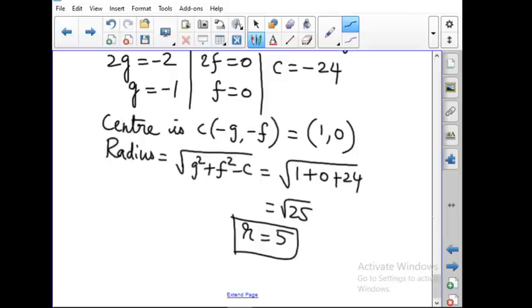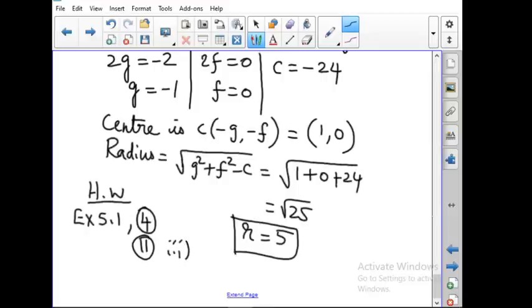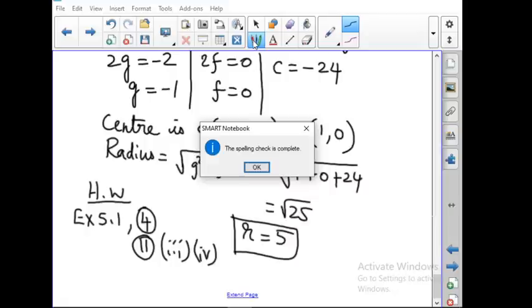So with this, exercise 5.1 is over. In the next class we can see exercise 5.2 and problem number 4 and 11th problem. Homework is exercise 5.1 problem number 4 and 11th problem, subdivision 3 and 4. Take it as homework with the examples. You can take some examples for your homework.